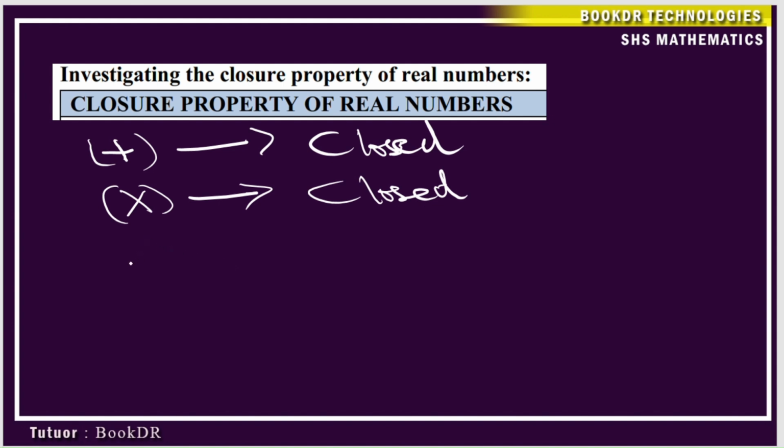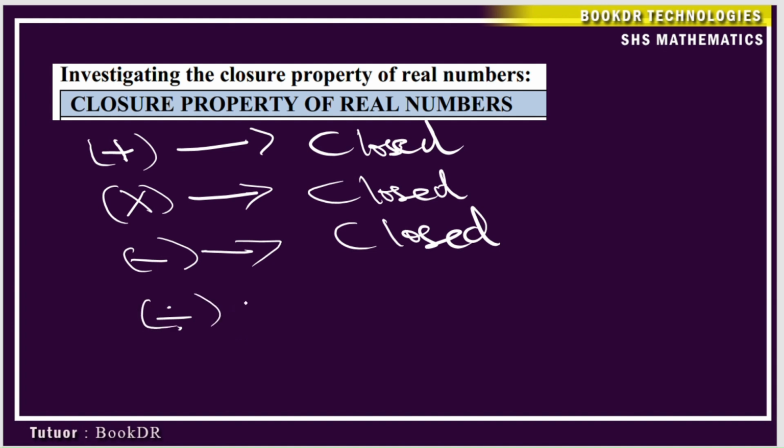We'll look at subtraction. When two numbers are subtracted, if the two numbers are real, then the result will also be a real number. And as such, it is closed. Division. Division is not closed under real numbers. Can you tell us why?